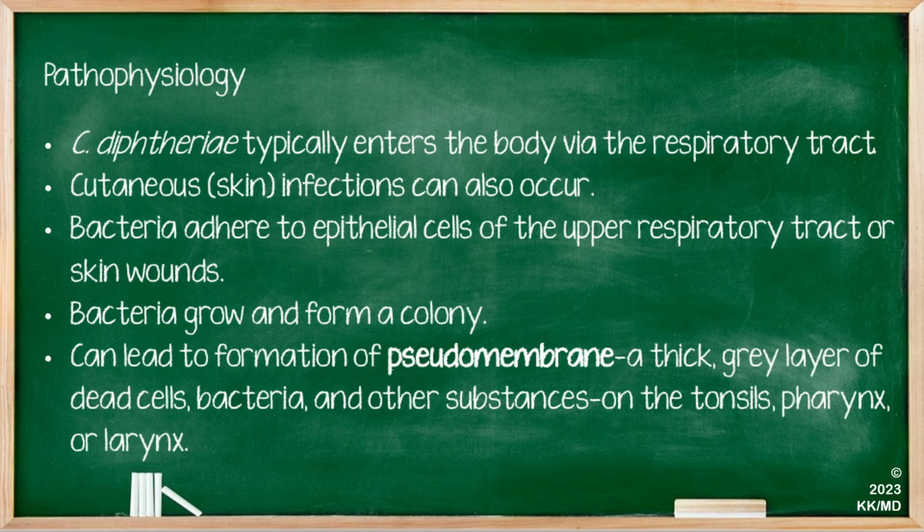So, Corynebacterium diphtheriae typically enters the body via the respiratory tract. Cutaneous infections can also occur, although this is rarer. Bacteria then adhere to epithelial cells in the upper respiratory tract or in skin wounds and grow and form colonies. These can then lead to the formation of pseudomembranes, which are a thick grey layer of dead cells, bacteria, and other substances, which can form on areas such as the tonsils, pharynx, or larynx.